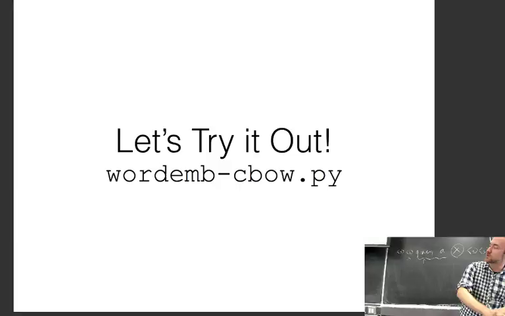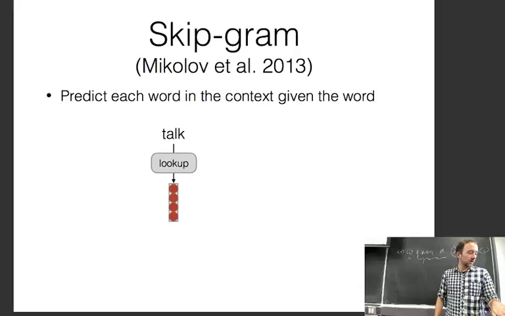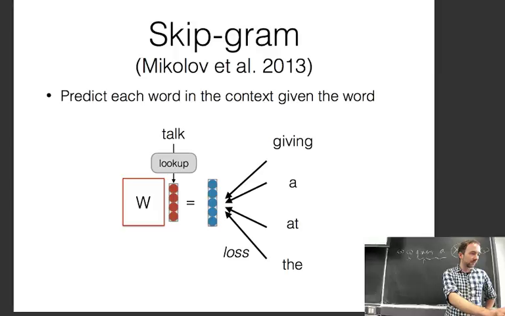the SkipGram model. So the SkipGram model is actually very similar to the CBOW model. The only difference is that instead of predicting the word given its context, we're predicting the context given the word. So what that looks like is basically we do a lookup here. We multiply this lookup by a weight matrix and get our scores. And then we calculate the loss for all of the surrounding words based on this.